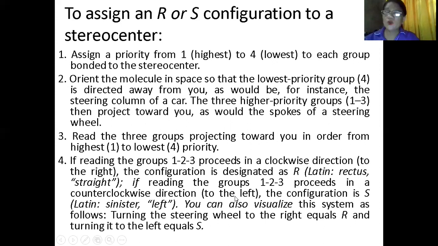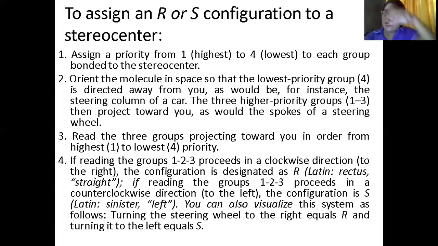Now, the 4 is not counted, just 1, 2, 3. If the reading of the groups 1, 2, 3 proceeds counterclockwise, it is S. The configuration is S, Latin sinister, meaning left. You can also visualize this system as follows: turning the steering wheel to the right is R. Turning the steering wheel to the left is S.